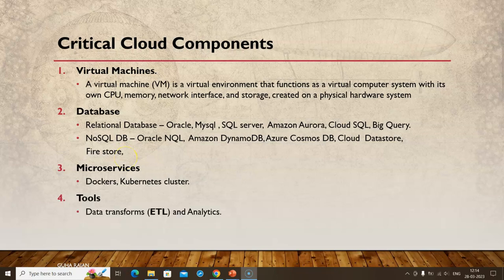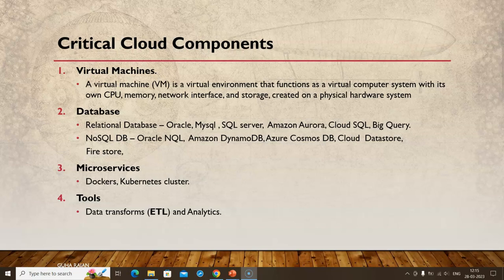And then come the tools. Various tools are there related to data transformation, that is extract, transform and loading, related to data warehousing, and then analytics. They provide tools for analytics as well. So there are different tools which they provide. Each cloud platform has its own tools.